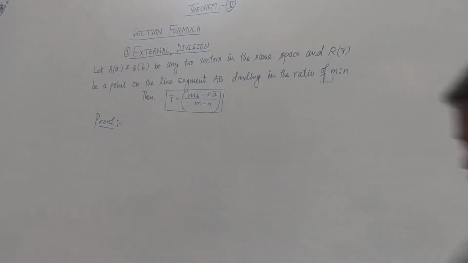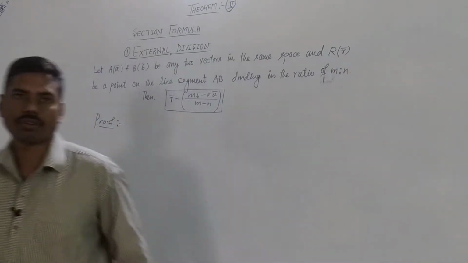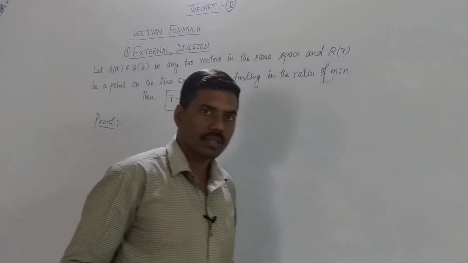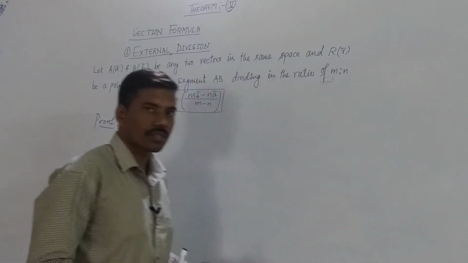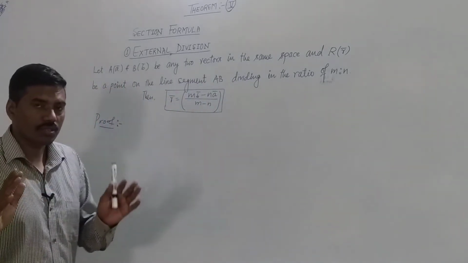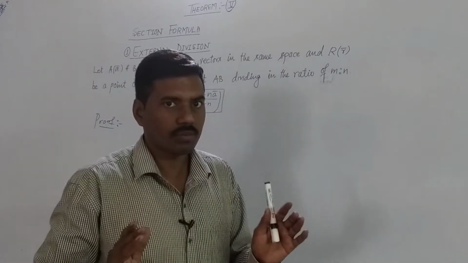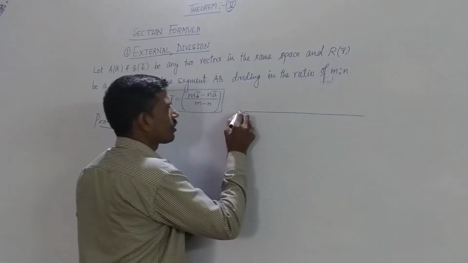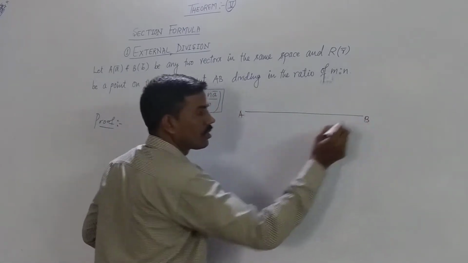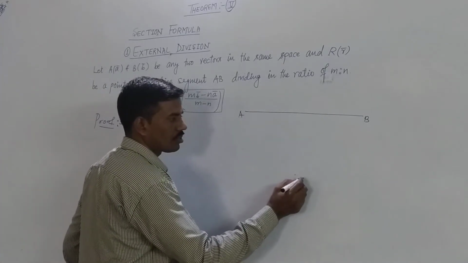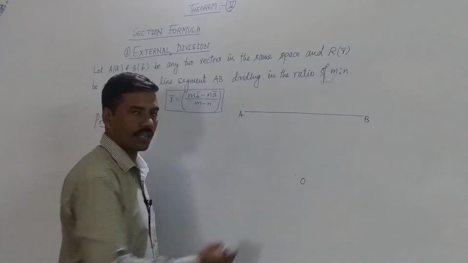Okay, next formula is external division formula. In this section we prove, if two vectors A and B are given, means a line segment AB is given whose endpoints are A and B respectively, and origin is given. O point is lying in space.